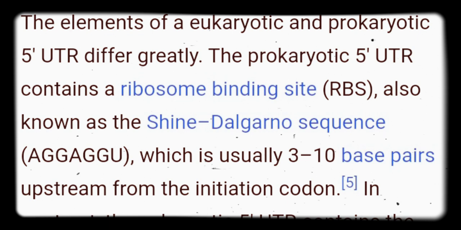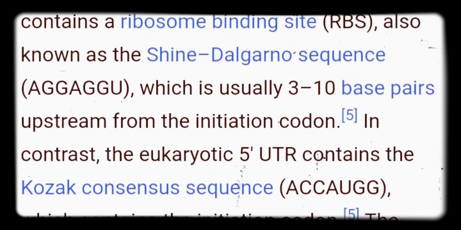In the case of prokaryotic 5' UTR, they have a ribosome binding site, also called the Shine-Dalgarno sequence, and this is the sequence AGGU. The Shine-Dalgarno sequence helps to interact with the 16S rRNA of the small ribosomal subunit, and it is usually 3 to 10 base pairs long, found upstream.